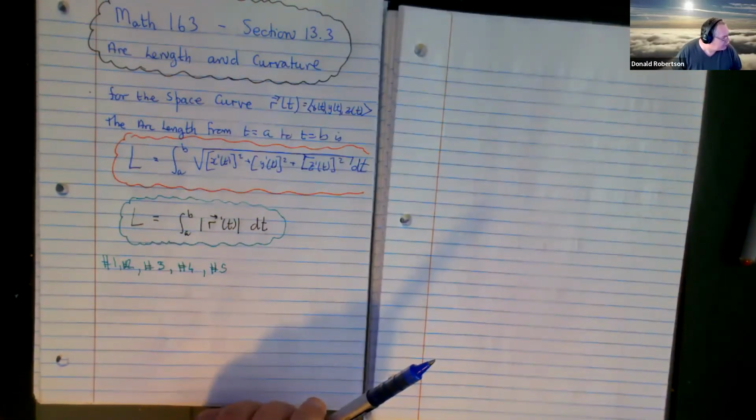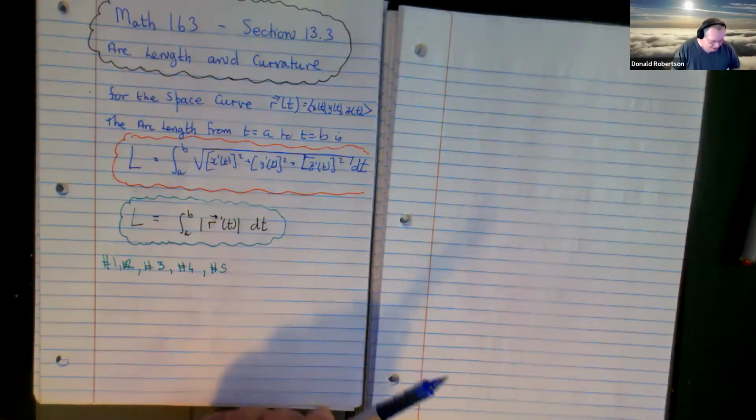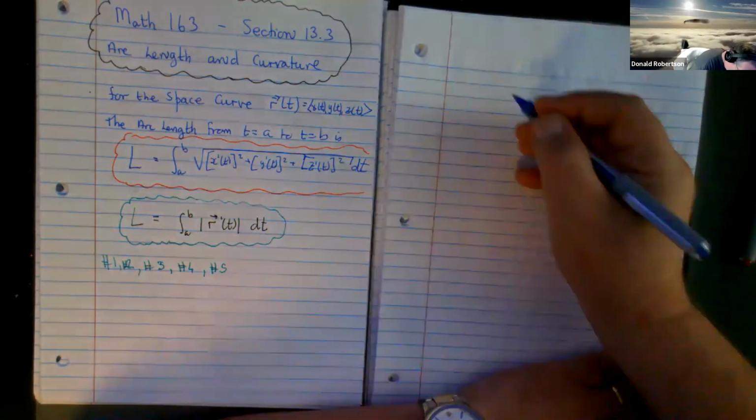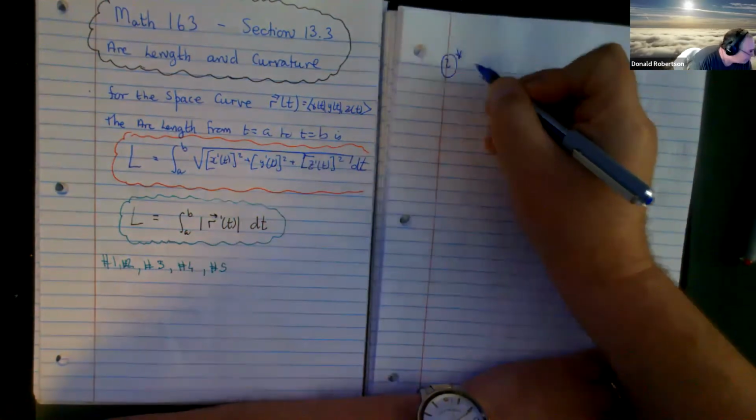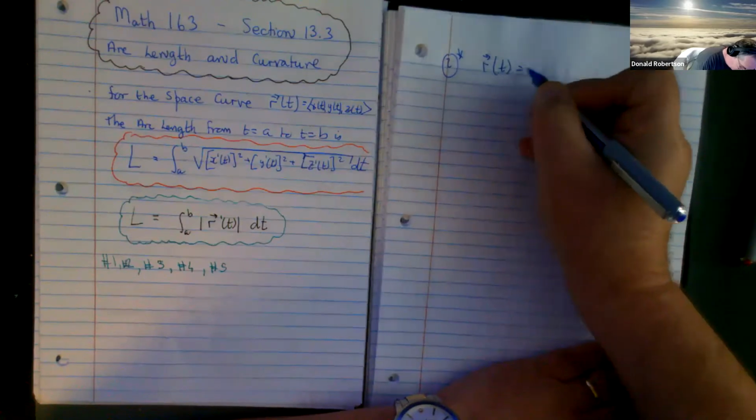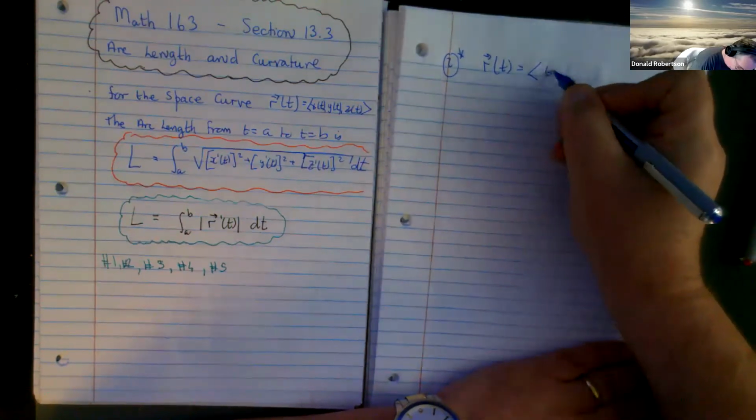Now, the next one I'm going to show you is one where you get a perfect square, right? So the thing inside the square root is a perfect square. It's t plus 1 squared, something like that. This is an example of that, question 2, and the space curve is made up of various polynomials.